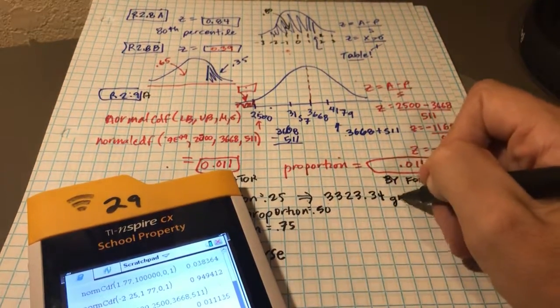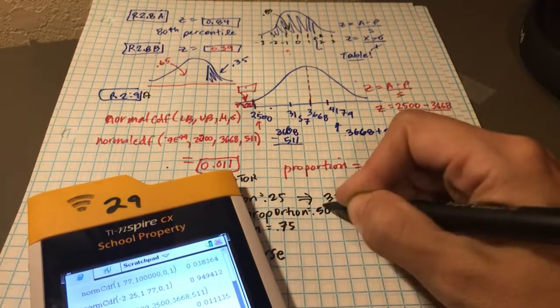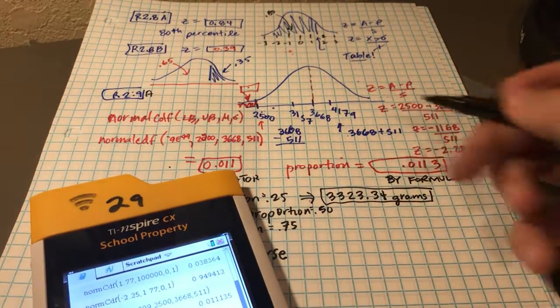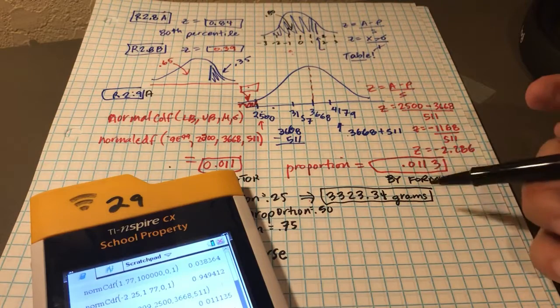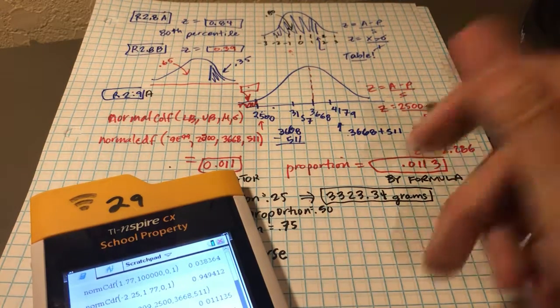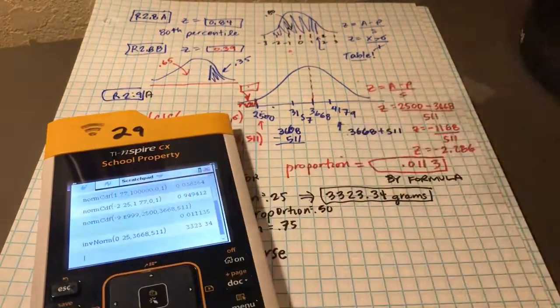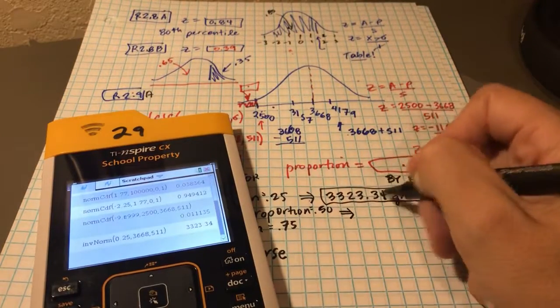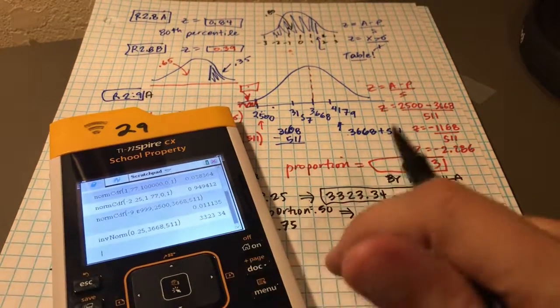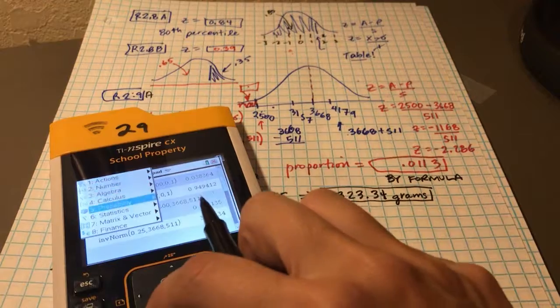So I get for quarter 1, 3323.34, and these are in grams. So that's the weight of a baby who's heavier than 25% of other babies. So it's a light baby, but not low birth weight. Then we could do it again.